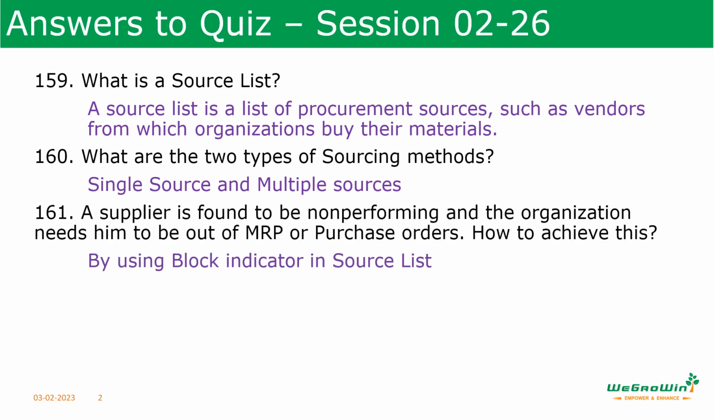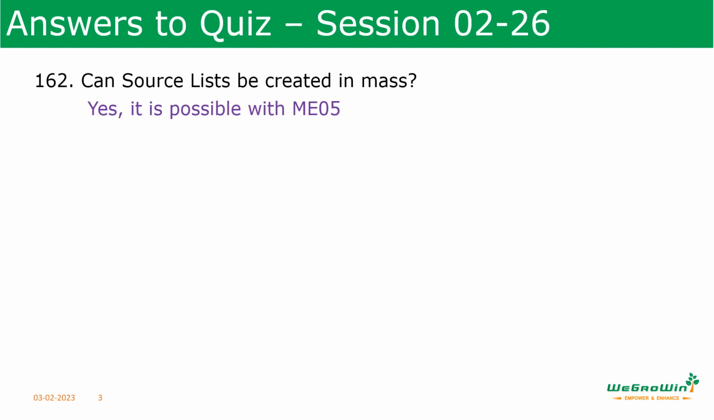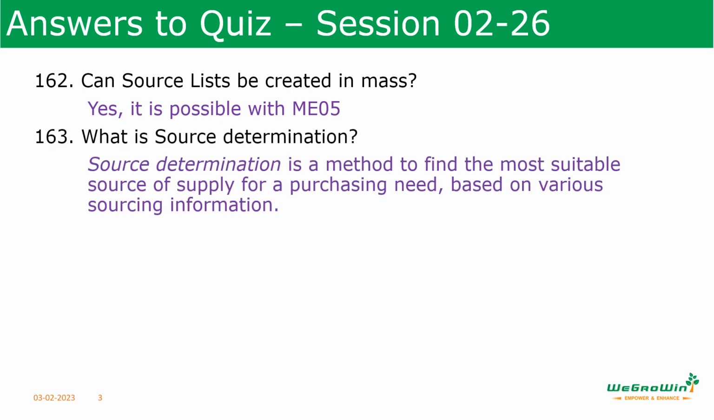A supplier is found to be non-performing and the organization needs him to be out of MRP or purchase orders. How to achieve this? We can do this by using the block indicator in the source list. Can a source list be created in mass for multiple materials? Yes. We can create a source list for multiple materials in mass using the transaction called ME05. What is source determination? Source determination is a method to find the most suitable source of supply for a purchasing need based on various sourcing information.